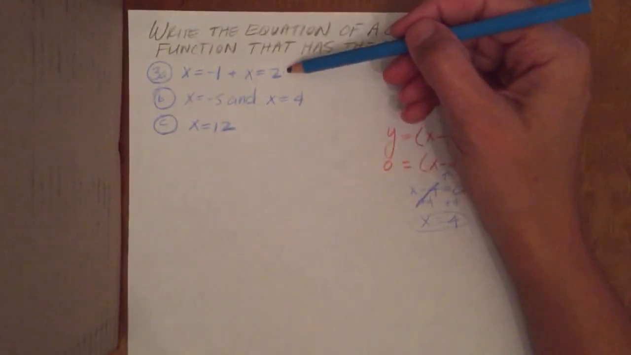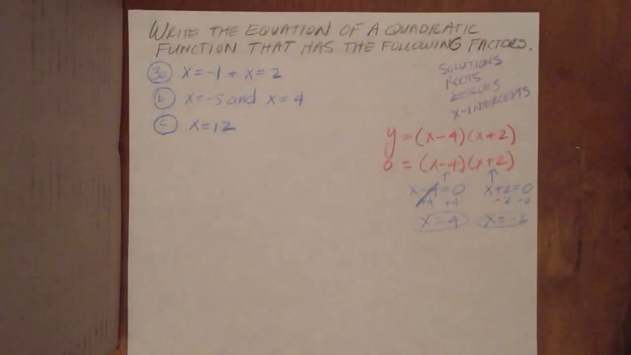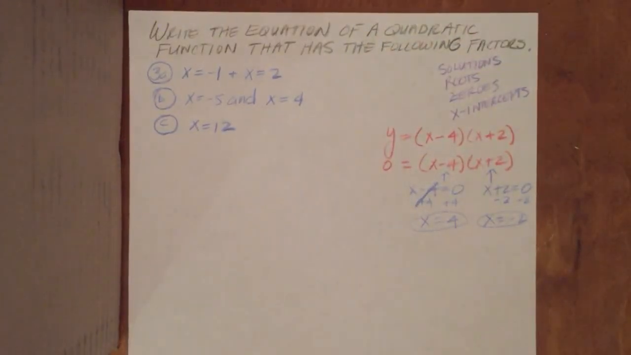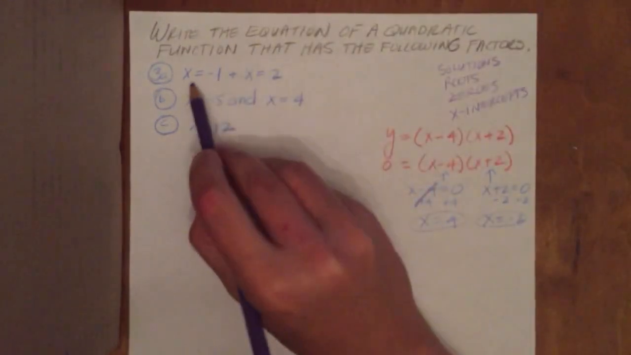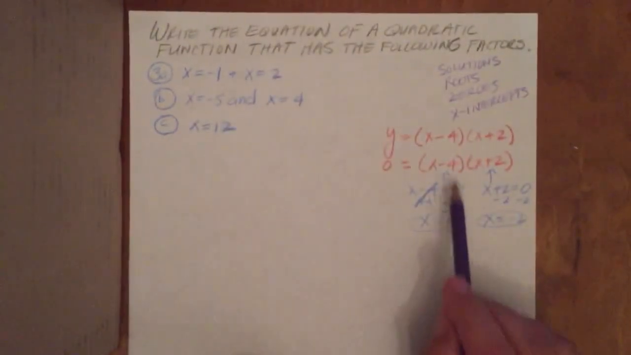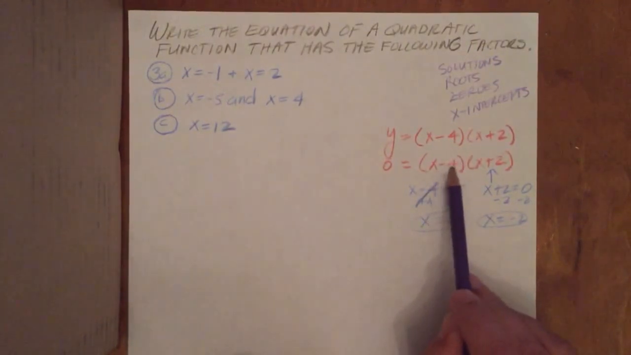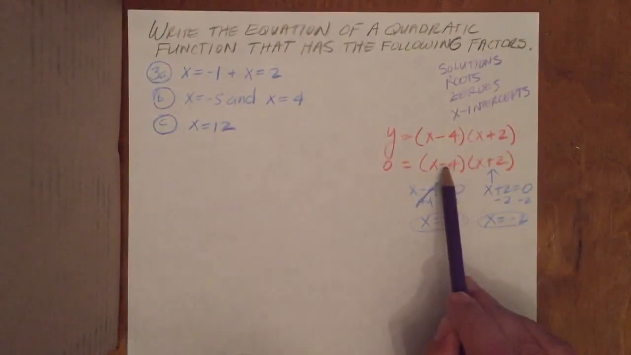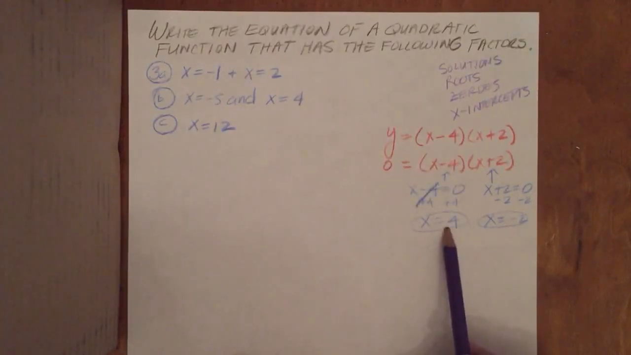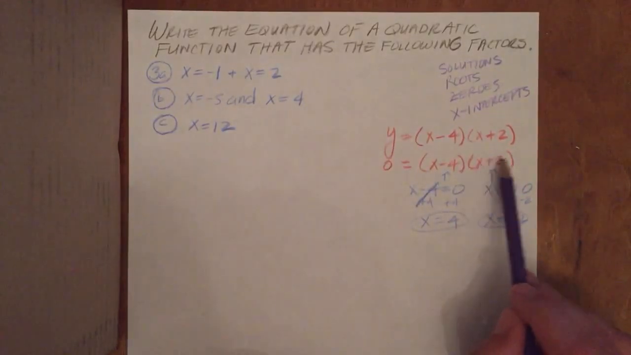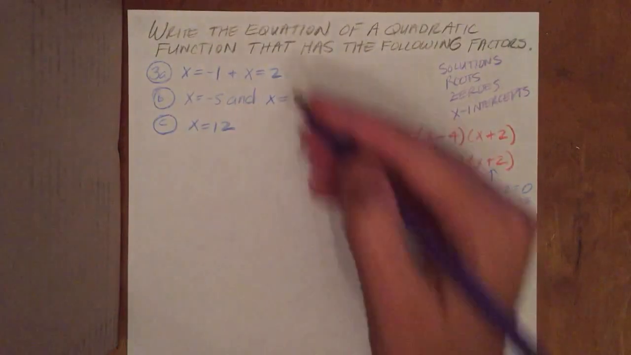So here we're working backwards. They're giving you the solutions and asking you to find intercept form. So in order for us to find intercept form, what did you notice about the pattern here? The solution is the opposite sign of what's in the factor. So x minus 4 means our solution is 4. x plus 2 means our solution is negative 2.